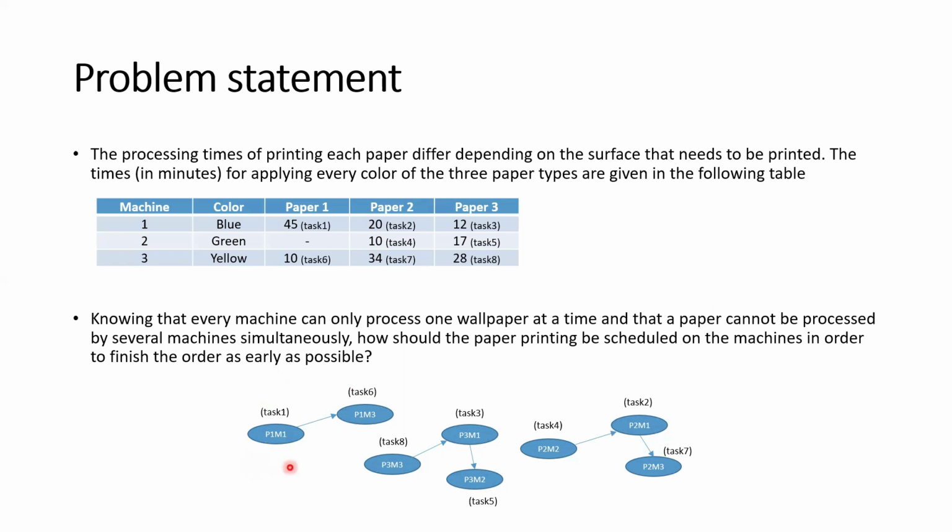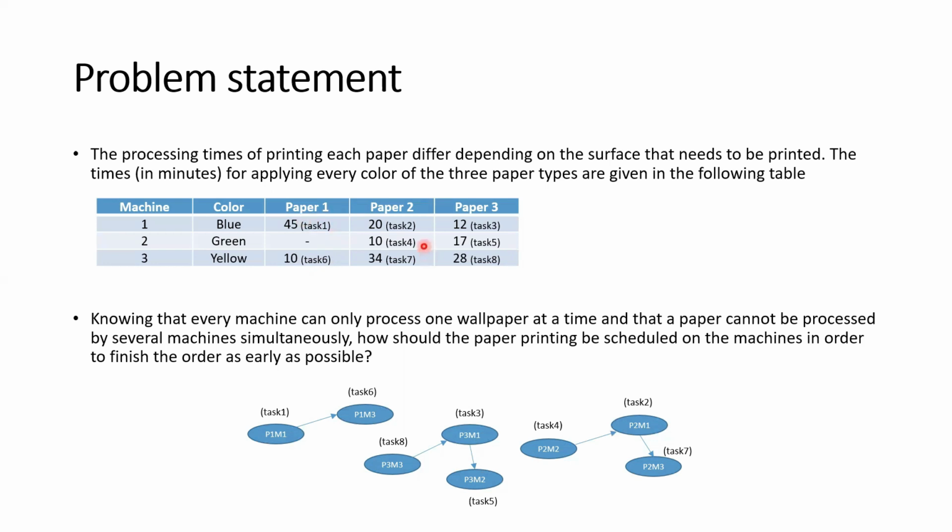Here we see the dependency of each of the tasks on the other tasks. The tasks to be performed by each machine on each paper are numbered 1 to 8. And the dependency of each task on its previous task is expressed with an arc. For example, task 6, which is the task for paper 1 to be processed in the yellow machine, is dependent on task 1, where paper 1 has to be processed in the blue machine first.